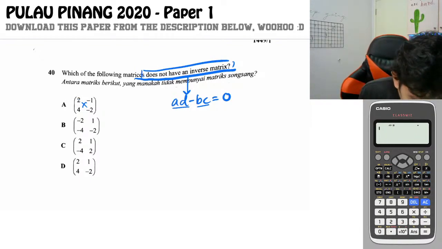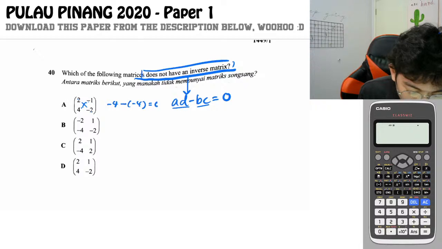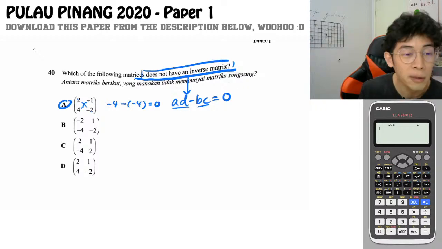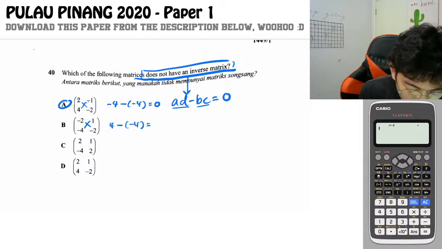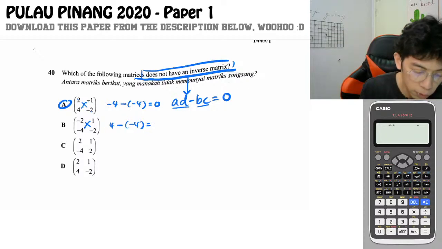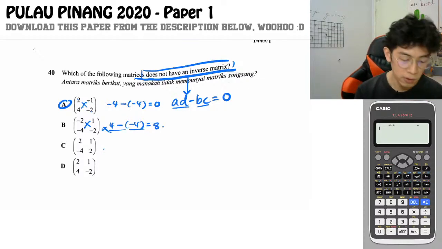So 2 and minus 2 you get minus 4. Minus this one, 4 and minus 1 you get minus 4. Wow, do you notice you get 0? So the answer is confirm A. Imagine you times this one, you get 4 minus this one minus 4, cannot. This one is not 0. This one is 8. That's why cannot. So the answer is A.